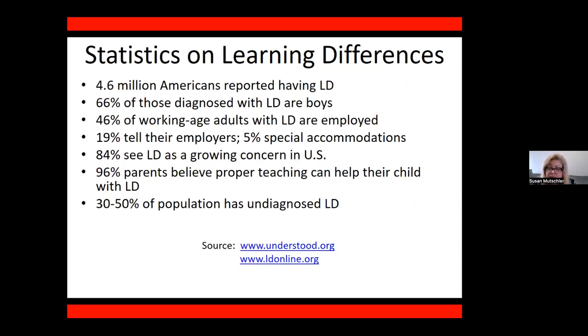Here are a few statistics on learning differences. There's 4.6 million Americans who report having some kind of a learning difference. 66% of those diagnosed tend to be boys. 46% of working age adults with LD are employed. Only 19% tell their employers. 5% have special accommodations.